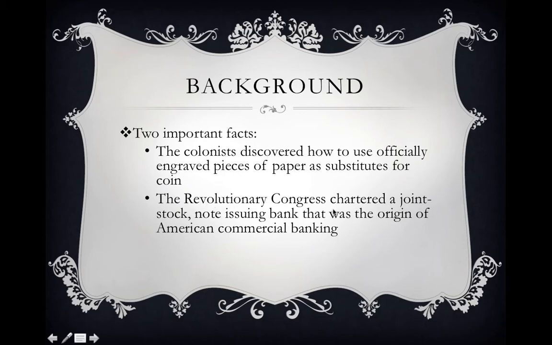Also, the Revolutionary Congress chartered a note issuing bank, and this is in essence the genesis of the American commercial banking system. So in order to finance the Revolutionary War, the Revolutionary Congress chartered a stock company that actually was a note issuing bank, and it's the first example of a commercial bank with governmental backing in the history of the United States.